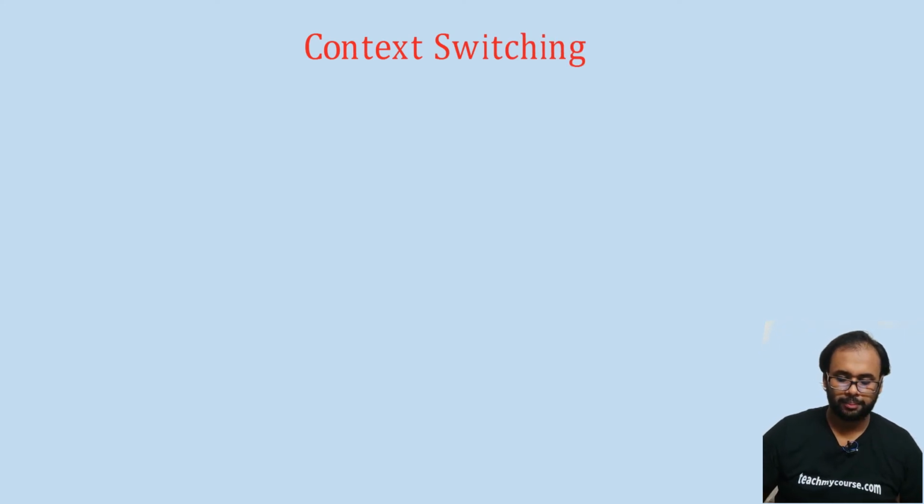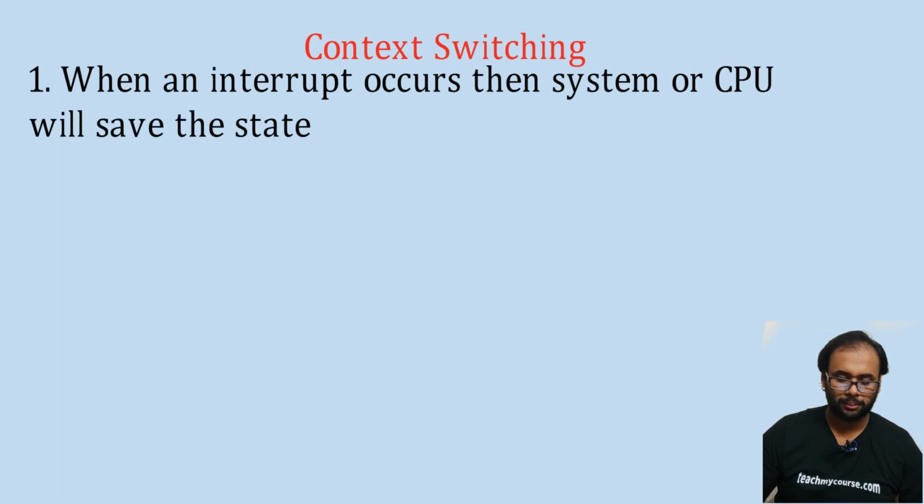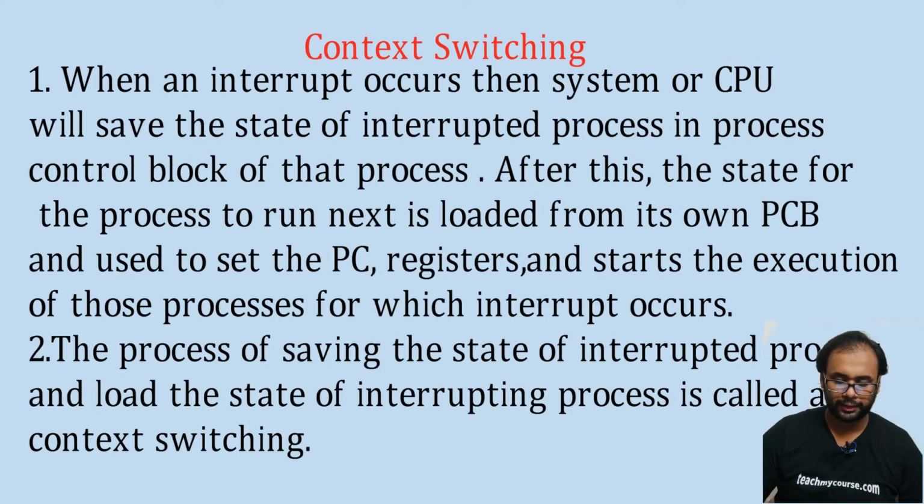So when an interrupt occurs, then the system or CPU will save the state of the interrupted process in the process control block of that process. So whenever an input-output bound process comes or some other process actually interrupts the process under execution, the process under execution gets interrupted and it goes to the input-output waiting queue or to the secondary storage. So that process where one process is being interrupted and switched to another process, that is known as context switching.